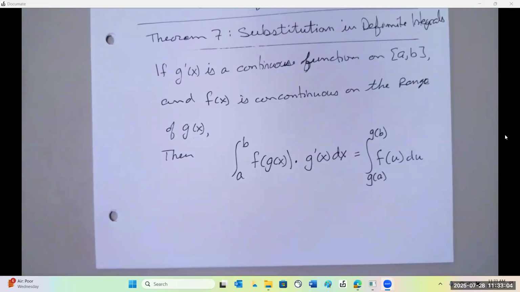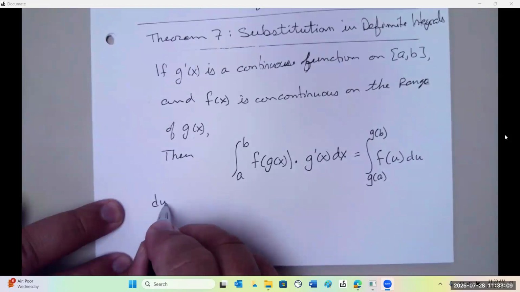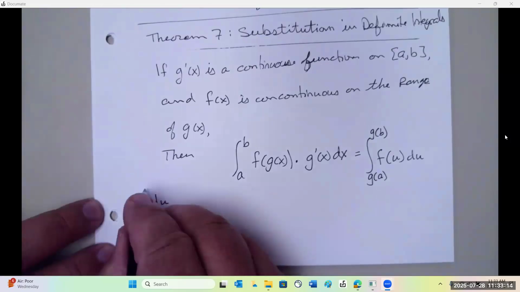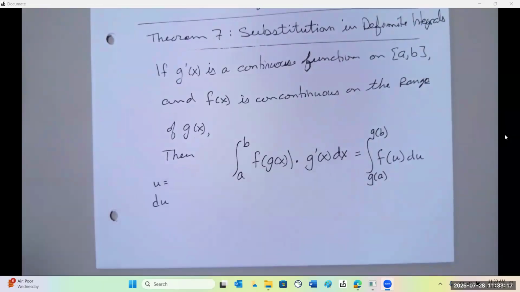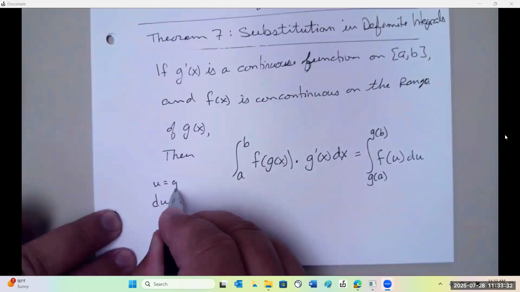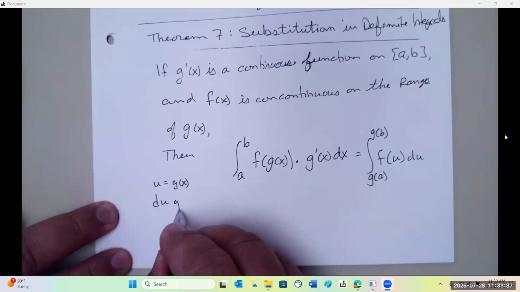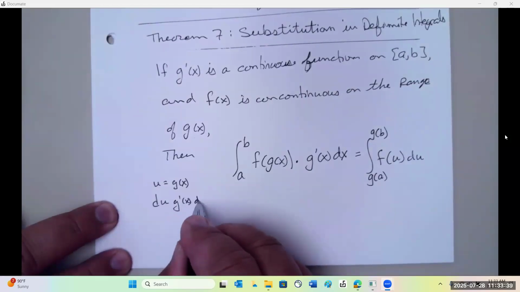We've seen these letters and these symbols before. What is du? What is u, first off? Where does u come from? It is a substitution, but in our equation, in our example here, what does u represent? G of x. So du is g prime of x dx.